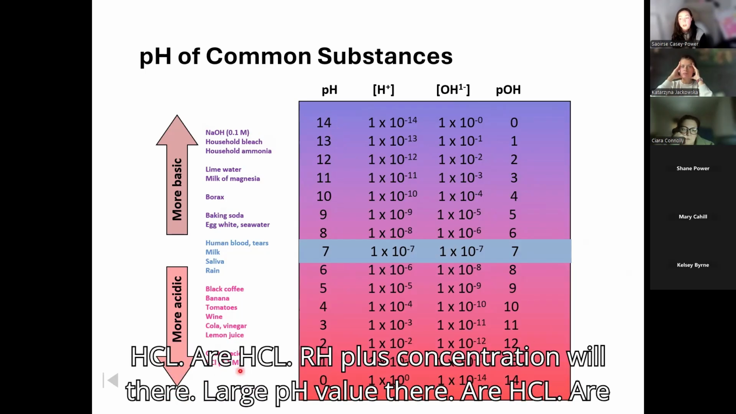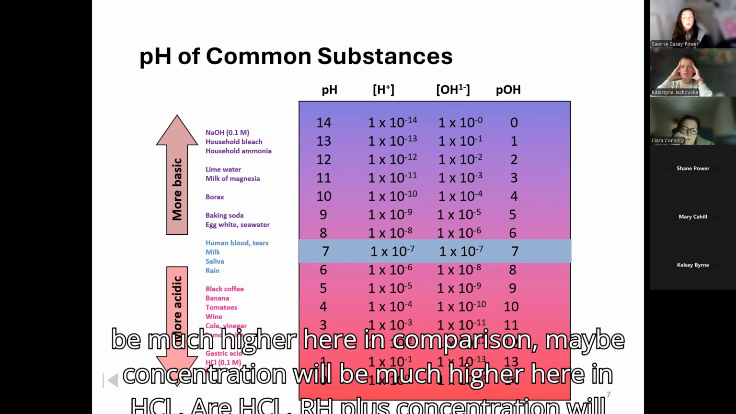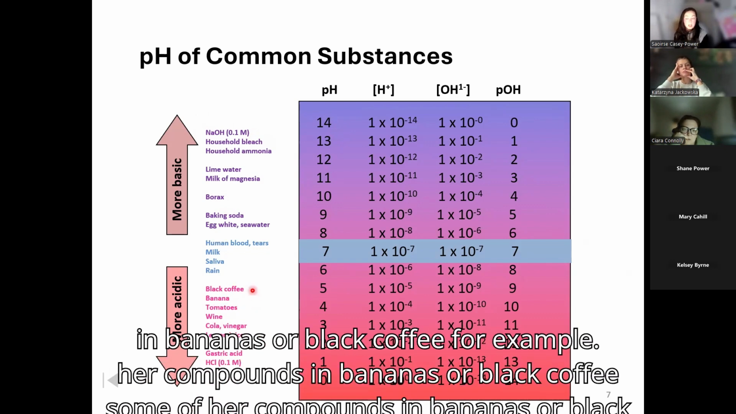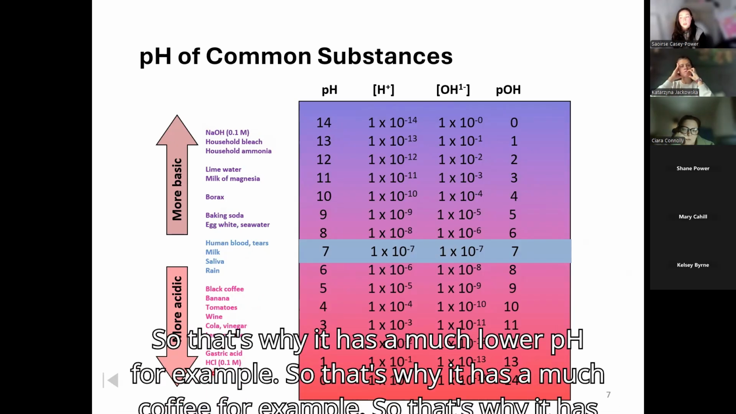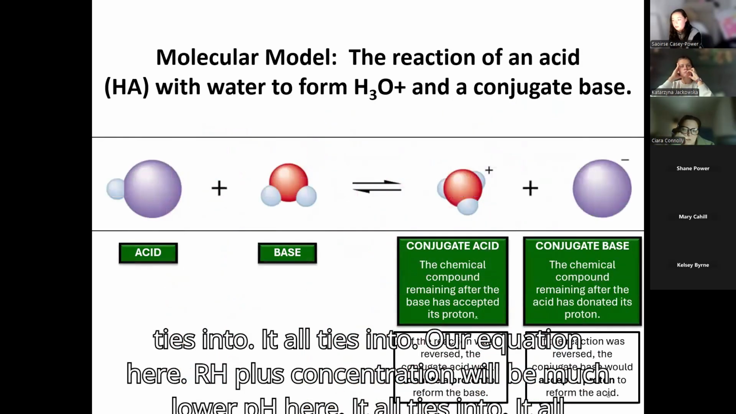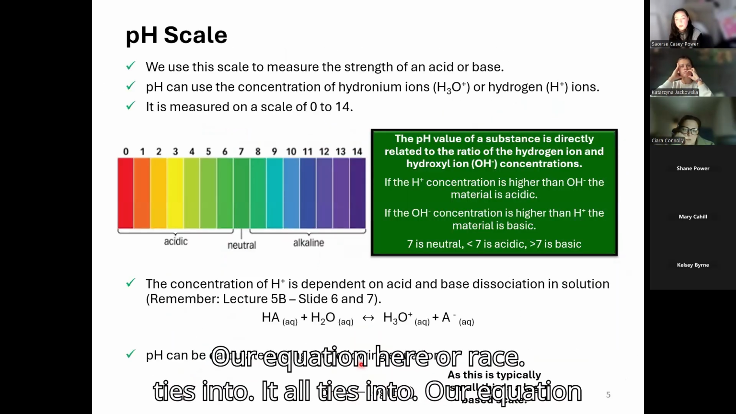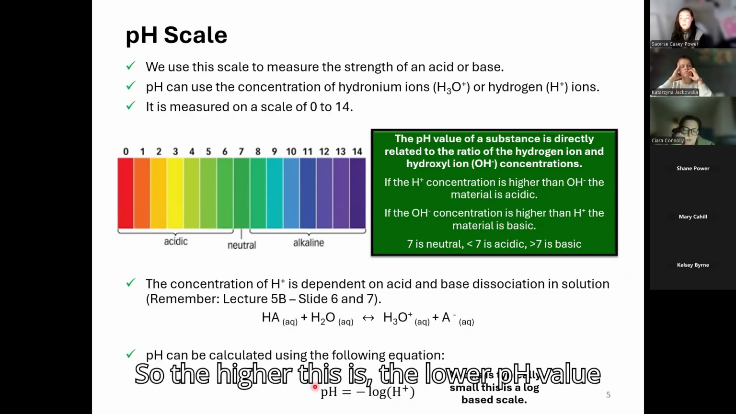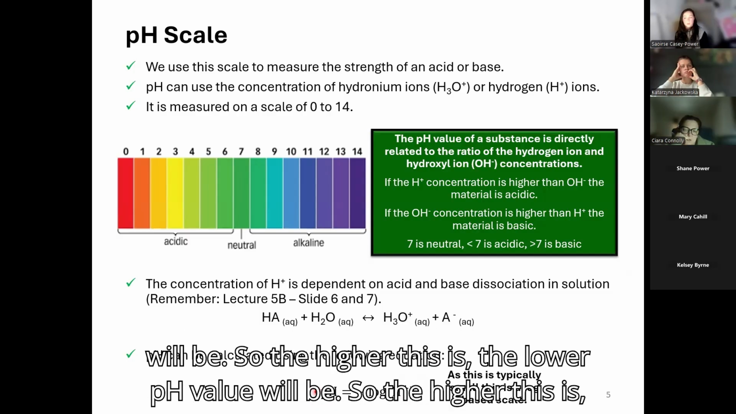For our HCl, the H+ concentration will be much higher in comparison to maybe some of our compounds in bananas or black coffee, for example. So that's why it has a much lower pH. It all ties into our equation here. The higher this is, the lower our pH value will be.